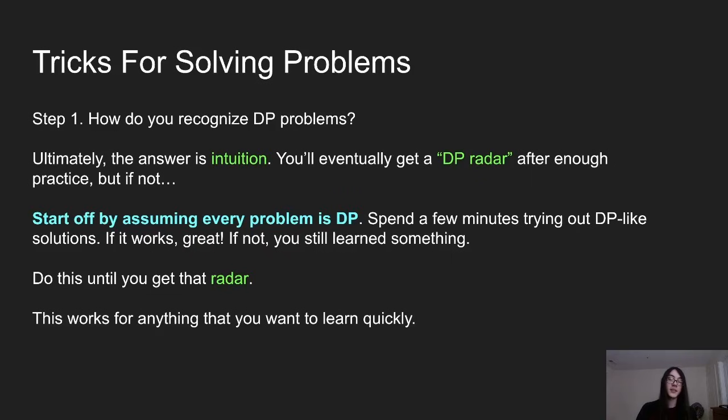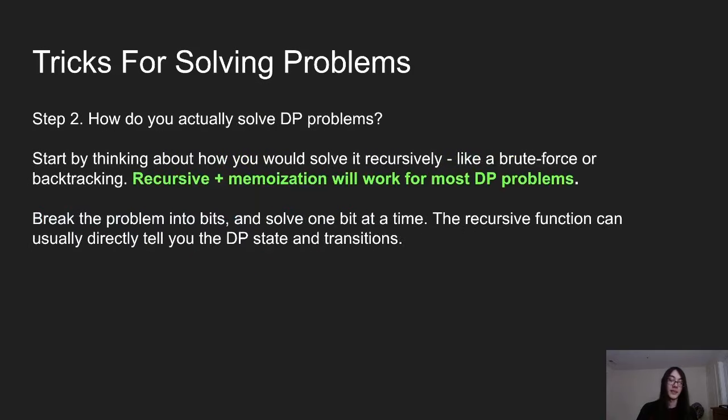Another perhaps obvious question is, how do you actually solve problems with DP? There are two main ways you can go about doing this. The first is, think about how you can solve the problem recursively. Remember I mentioned at the beginning, DP is basically just recursion. So think about how you would solve it with like a brute force or backtracking as a first step.